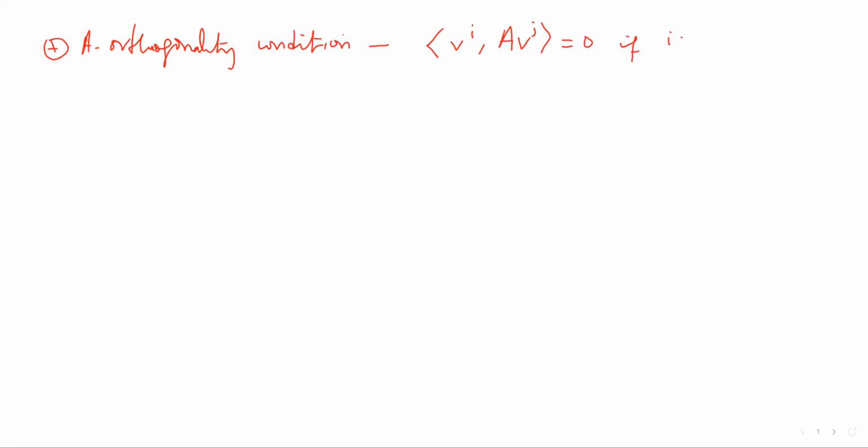So we have an A-orthogonality condition, that is v_i^T A v_j is 0 if i is not equal to j. And A-orthogonal, that is the vectors v_1 up to v_n are said to be A-orthogonal.